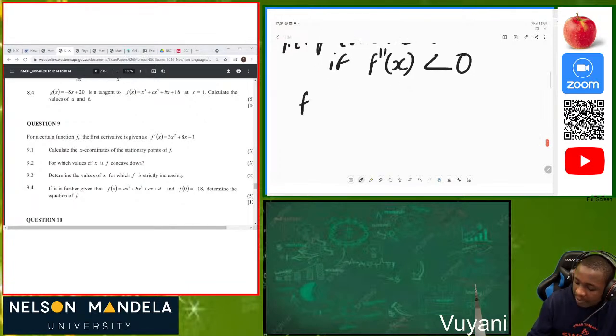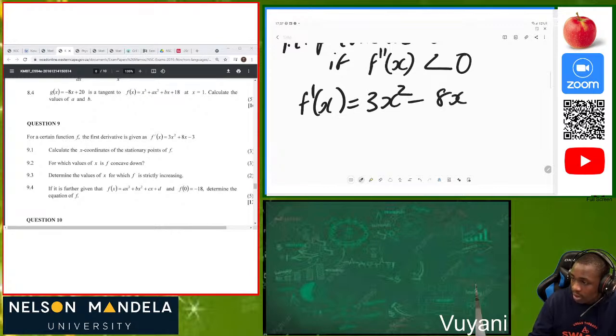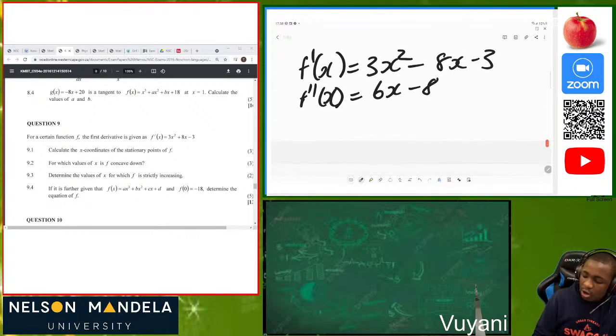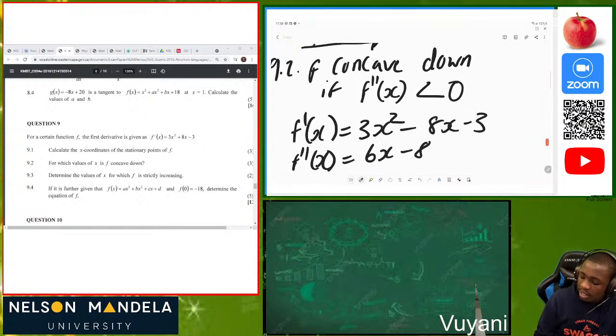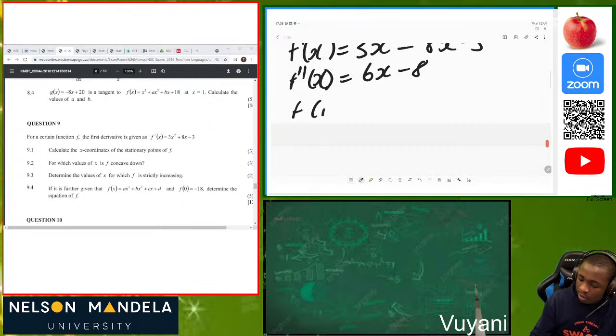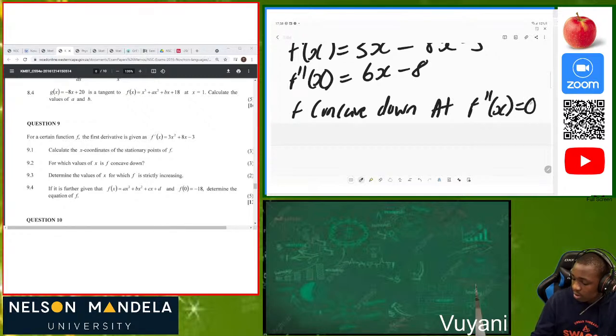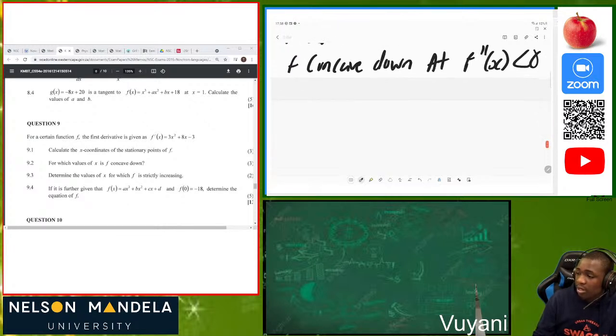So let's determine the second derivative now. The first derivative of f, we are given that it is 3x squared plus 8x minus 3. So the second derivative will be 6x plus 8. Then now that's when you have to write that f is concave down at f double prime of x less than 0. That's when it's concave down.